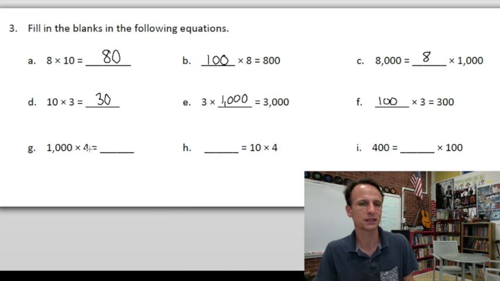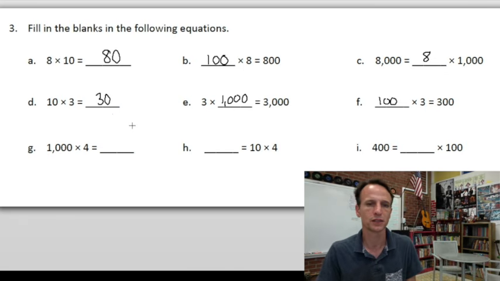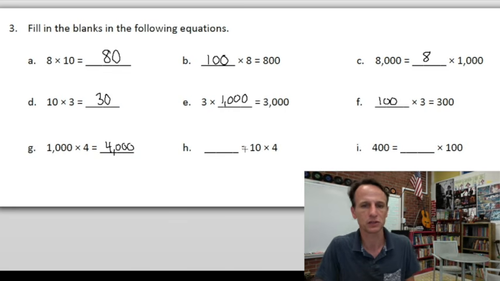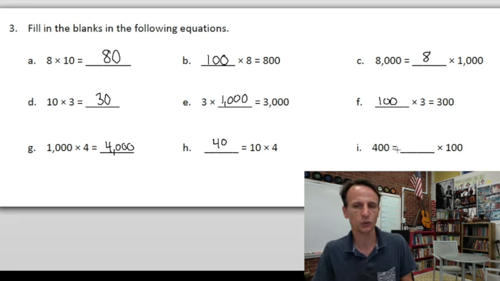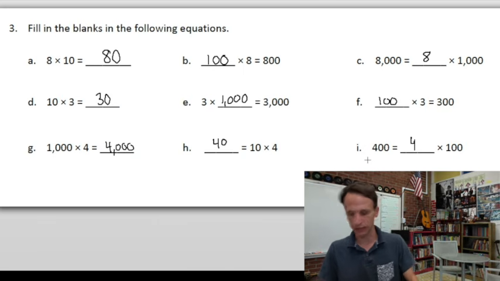1,000 times 4 is, picture this, 4 times 10 times 10 times 10. Moving up to the thousands place, 4,000. And now it's the same as 8 times 10 or 10 times 3 back here, just 10 times 4, except that putting the product first to show you that you can write it this way and it's still an equation, right? So 40 indeed. 400 is what times 100? 4. Okay, good. All right, glad you thought that was so easy.